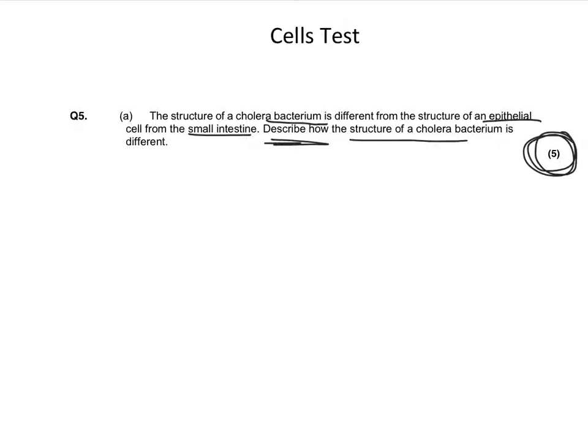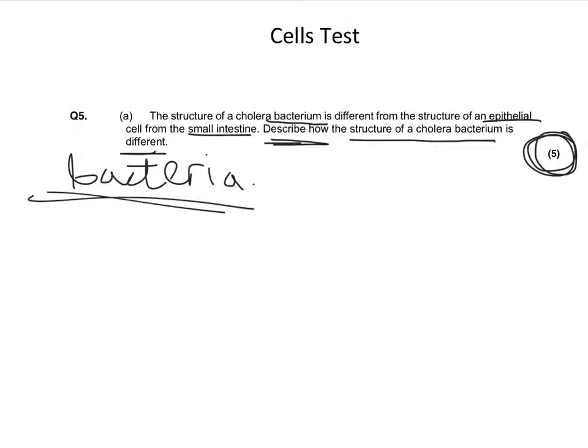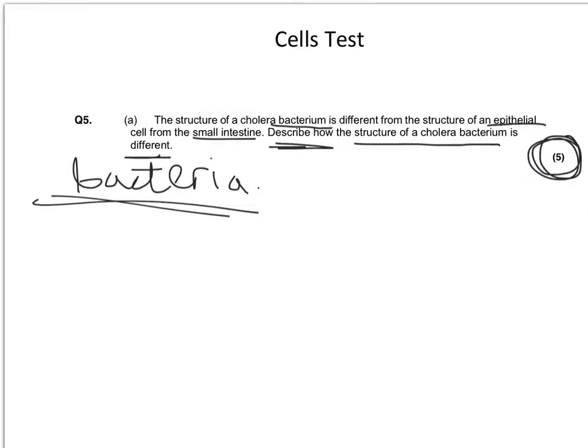The structure of a Chlorobacterium is different. So you need to talk about the bacteria, not the small intestine. You're going to talk about the bacteria here and how it is different. And there are quite a lot of different answers you can get here for 5 marks. Well, the first thing, if it's not mentioned in the stem of the question, you can mention it.